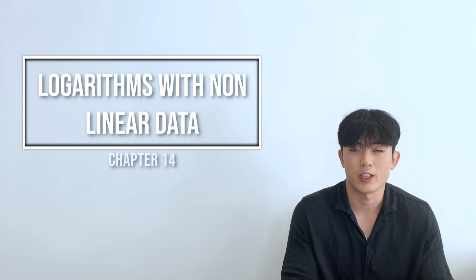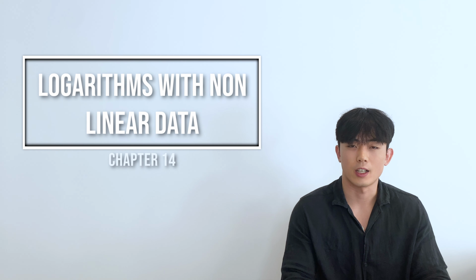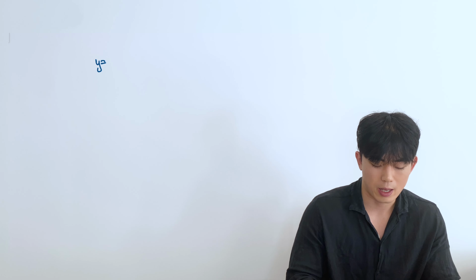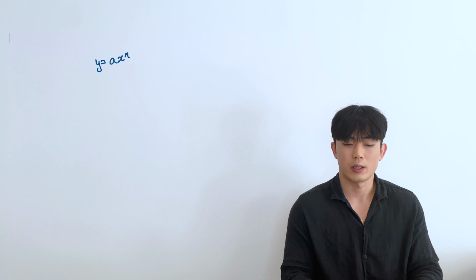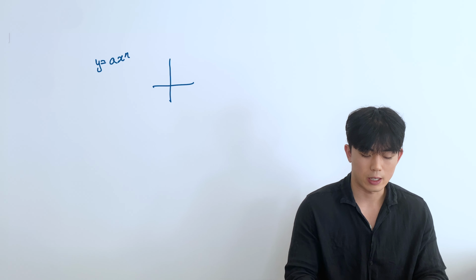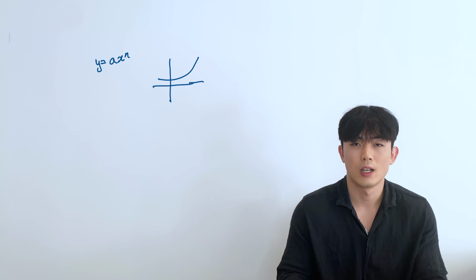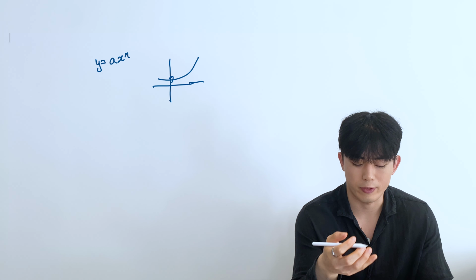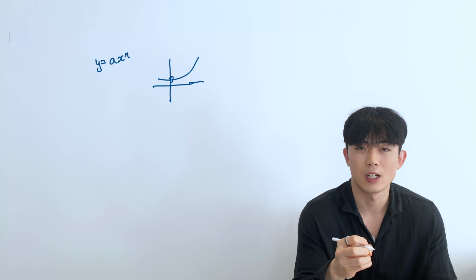Alright, so this is the last video in this chapter where we're looking at non-linear data and how we can make it more useful. So as you can see, if we have an exponential function y = ax^n, then the graph itself, we know, looks something like this. However, apart from where it crosses the y-axis, there's not much useful information we can actually determine from this, right?